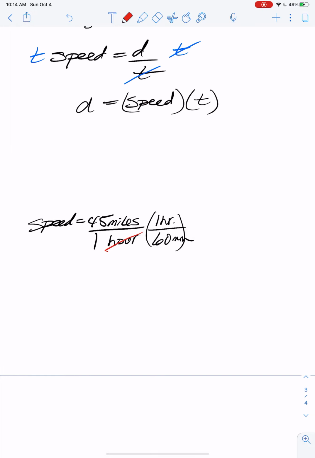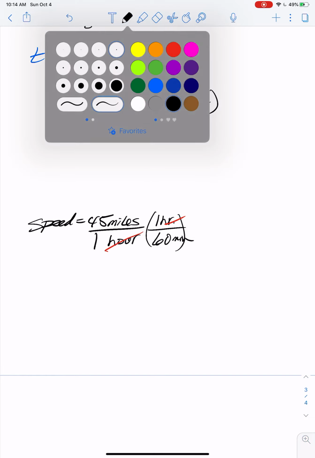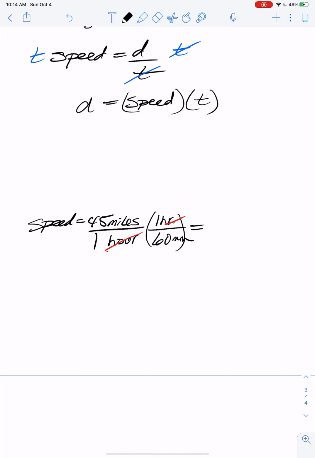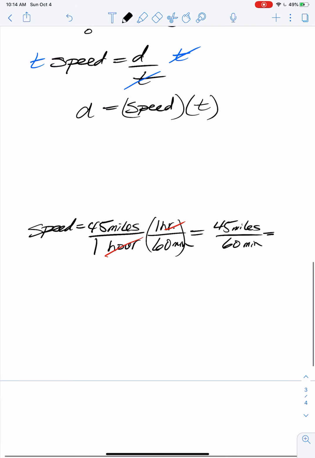Cancel. And multiply the top across, multiply the bottom across, then divide. So we're going to get 45 miles per 60 minutes. Do the math there. You should be able to do that in your head. Both divisible by 15. Three miles per 4 minutes.